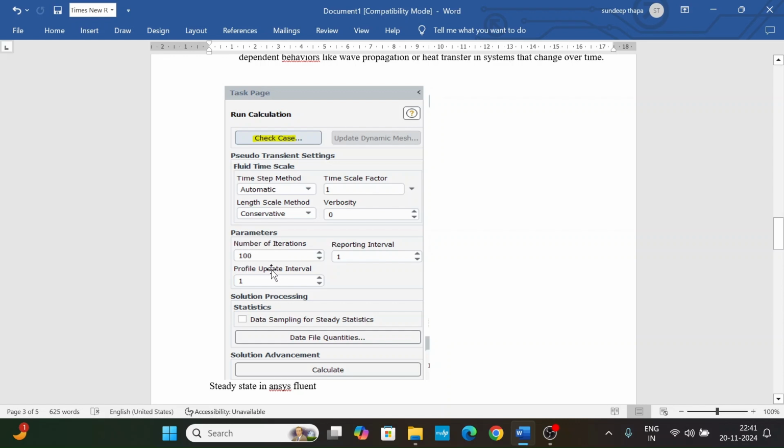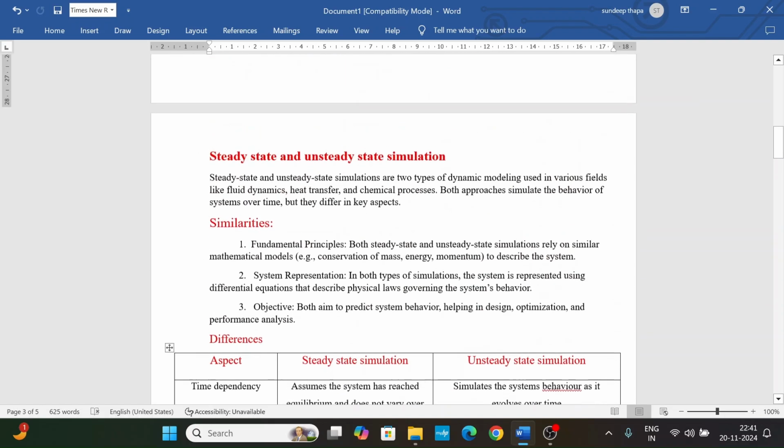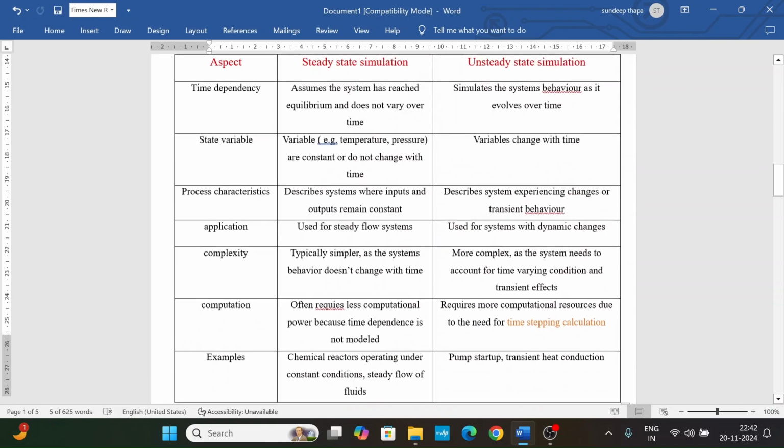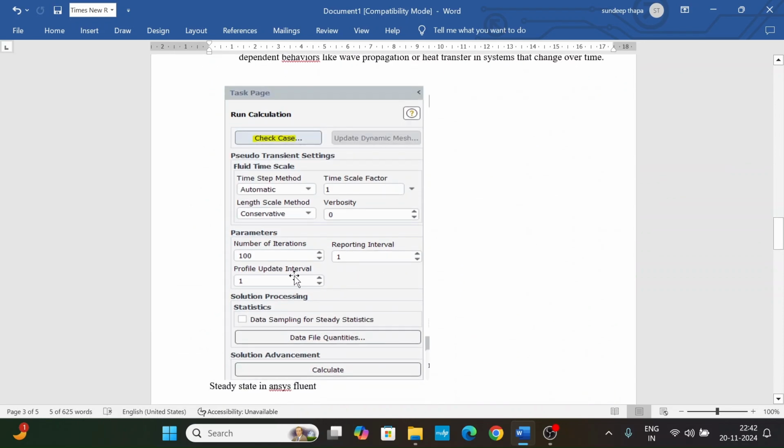For most cases 1500 iterations would be sufficient, or for complex problems 3000 would be okay. So what is meant by number of iterations? Like I said, the solver solves the mathematical model of conservation of mass, conservation of energy and momentum. Those equations would be solved over 100 times because here it is mentioned 100. So conservation of mass is being solved by the ANSYS solver 100 times.